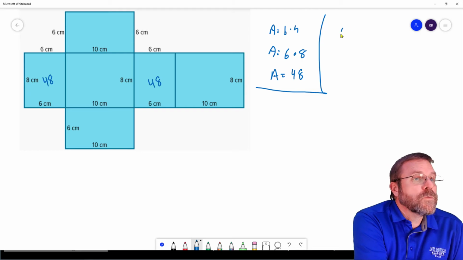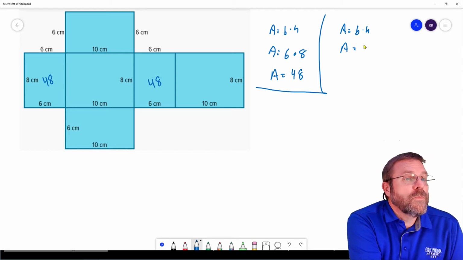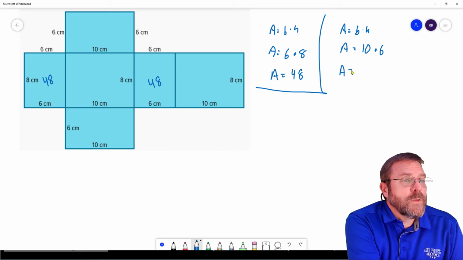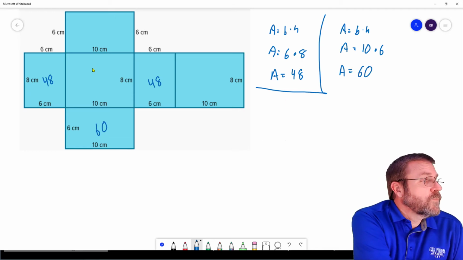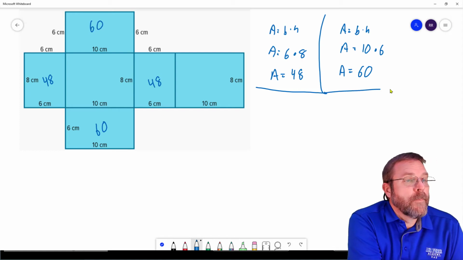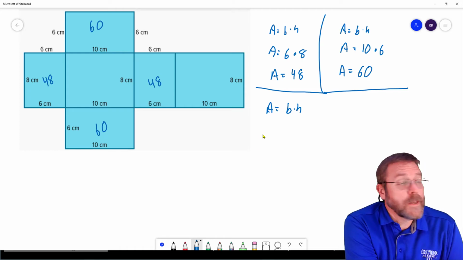Next, I'm going to box off that supporting work, and I'm going to do this rectangle right here. So I'm going to start off with my formula. Area is equal to base times height. Area is going to equal, the base is going to be 10, the height is going to be 6. So the area of that one is going to be 60, and that applies to this one and to this one that's on the opposite of it. Box off that supporting work and do the last pair of rectangles. Area is equal to base times height is my formula, which I have to write every time.